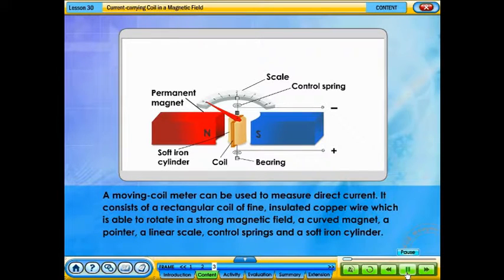A moving coil meter can be used to measure direct current. It consists of a rectangular coil of fine insulated copper wire which is able to rotate in a strong magnetic field, a curved magnet, a pointer, a linear scale, control springs, and a soft iron cylinder.